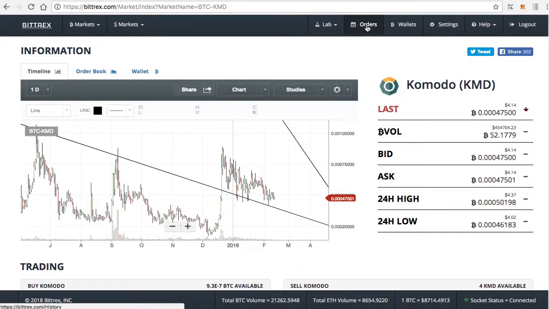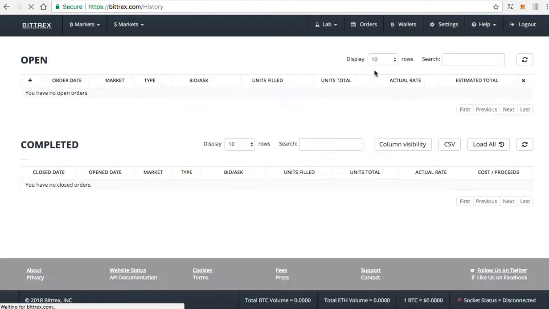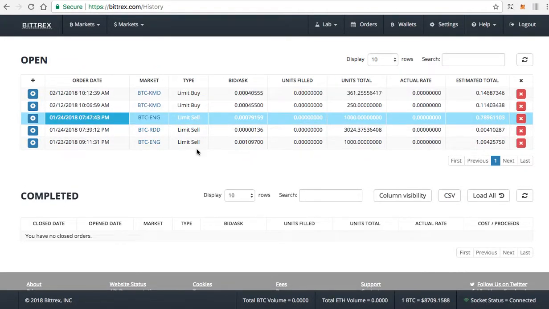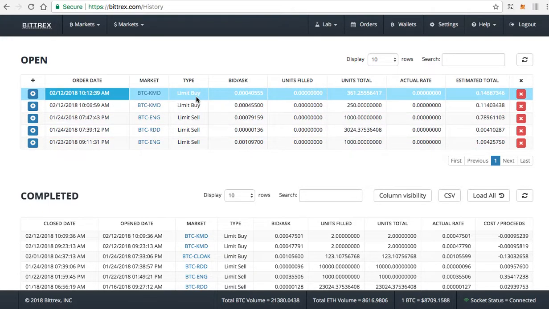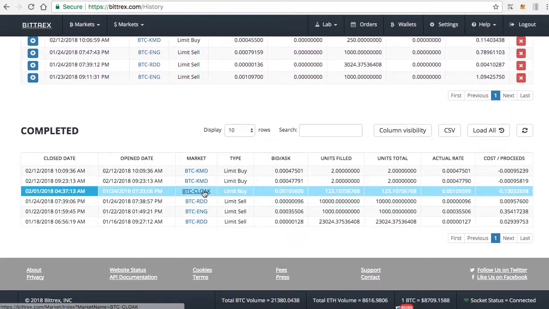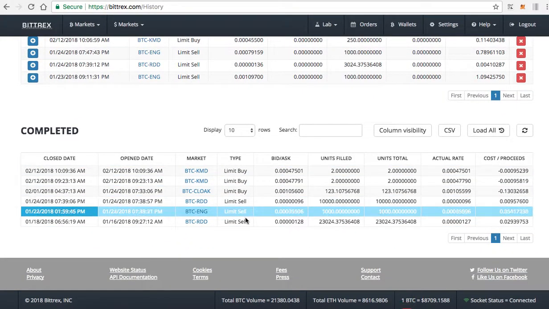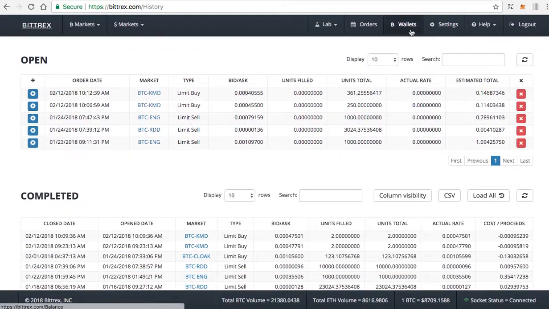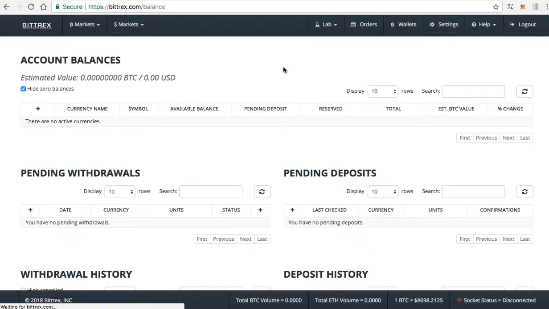Now, if I go up here and I go to order, I've never used lab actually. So, you know, play around with that, see what it is. But if I want to see the orders that are on the books, I've got some sell orders automatically set for Enigma and Redcoin. I've got my buy orders that we just set for Komodo. I've got completed orders, sell orders, and buy orders. You can see right here my order history. If I want to go to my wallets, I can see what's in my wallet.